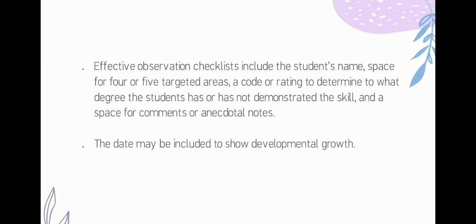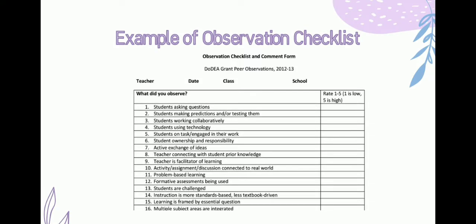Also, an effective observation checklist include the student's name, space for 4 or 5 targeted areas, a code or rating to determine to what degree the student has or has not demonstrated the skill, and a space for comments or anecdotal notes. And also, the date may be included to show developmental growth as well. So that is the example of observation checklist.